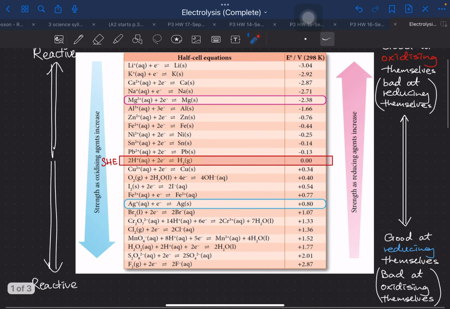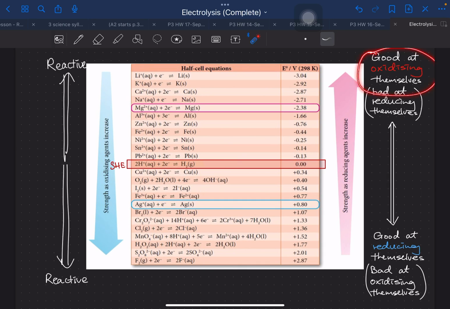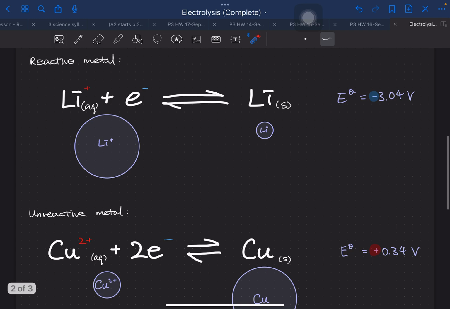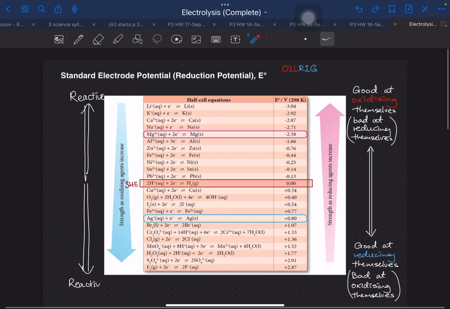Now we know our tables, and I'm going to explain why the more negative the values are, the better the elements are at oxidizing themselves. On the other hand, the more positive the values are, the better the elements are at reducing themselves, if that makes sense.